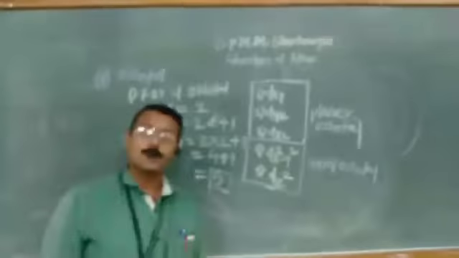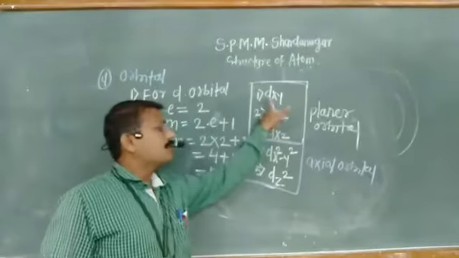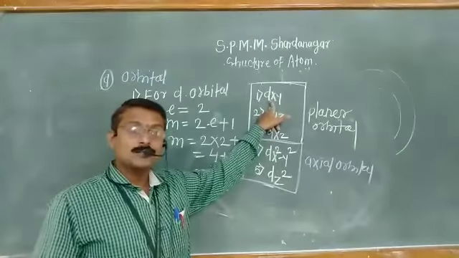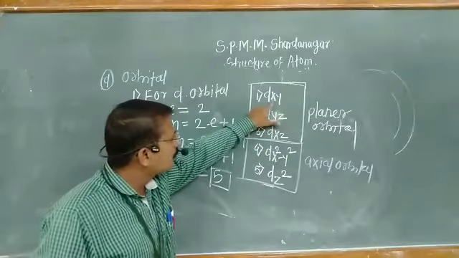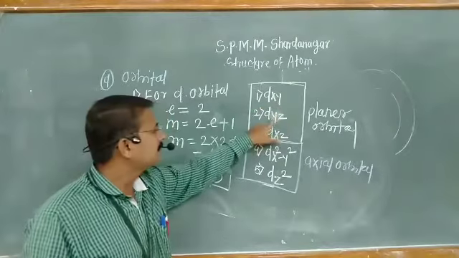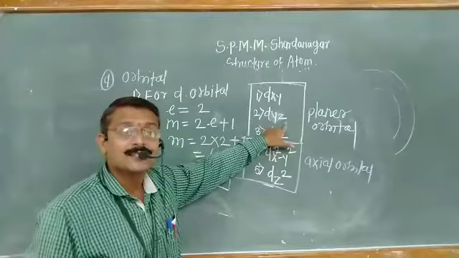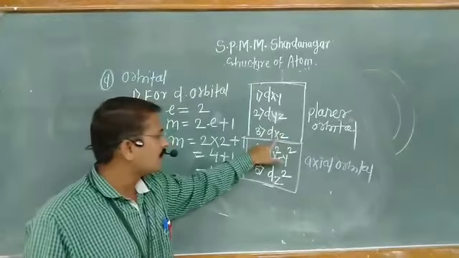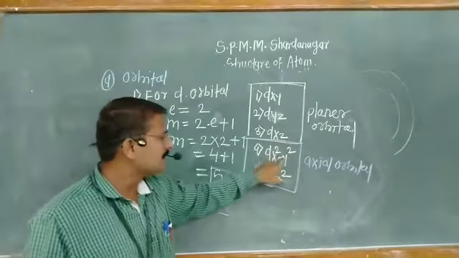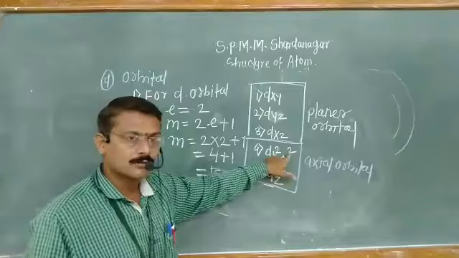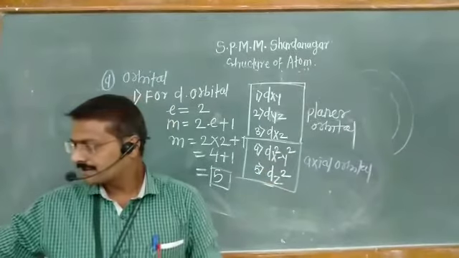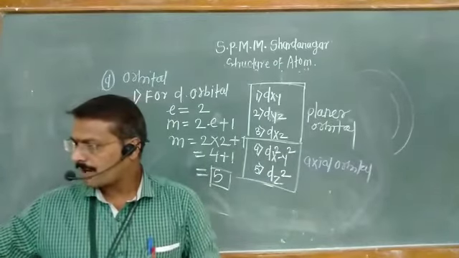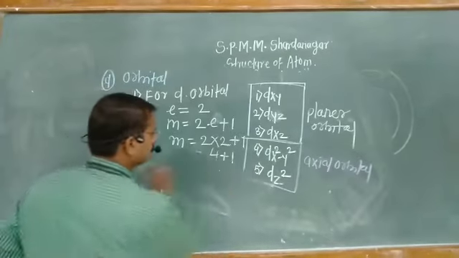So what is the shape of the d orbital? The shape of the d orbital is a double dumbbell shape. What does it mean? d orbital along the x and y axis, d orbital along the y and z axis, d orbital along the x and z axis, d orbital in x square y square, and d z square. So we are discussing the structures one by one. Okay, just see that.